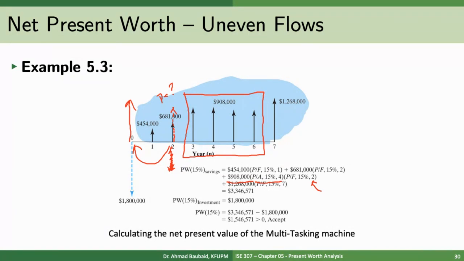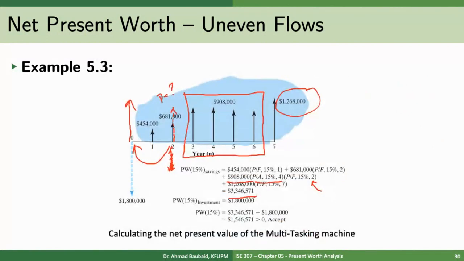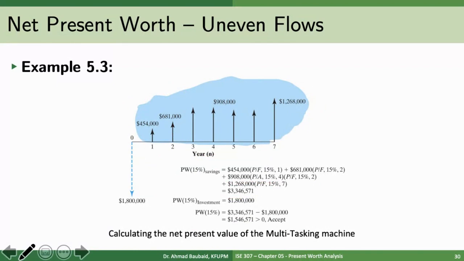Okay? And I also need to move this last payment here to time 0. And I find the present value of the income, or of the savings, because this is savings, right? This is for the same example that we talked about, the machine shop, right? So the values given were in terms of savings.